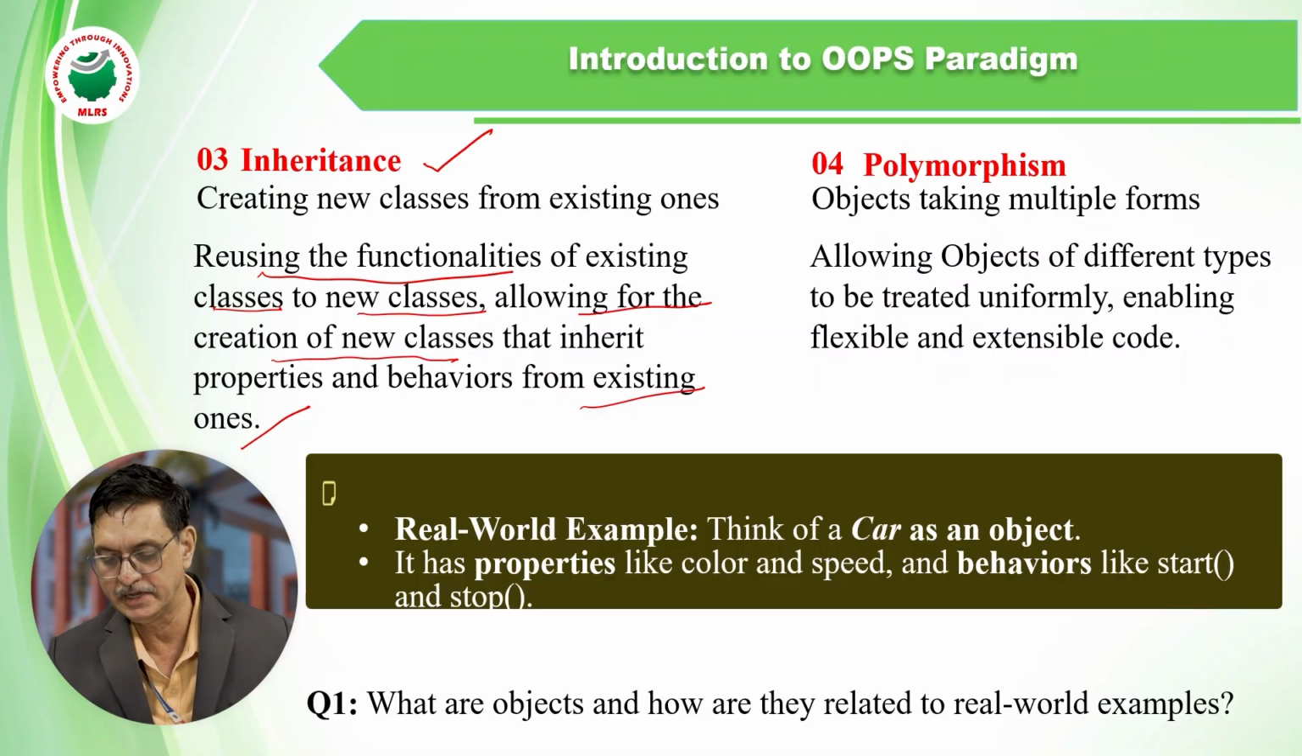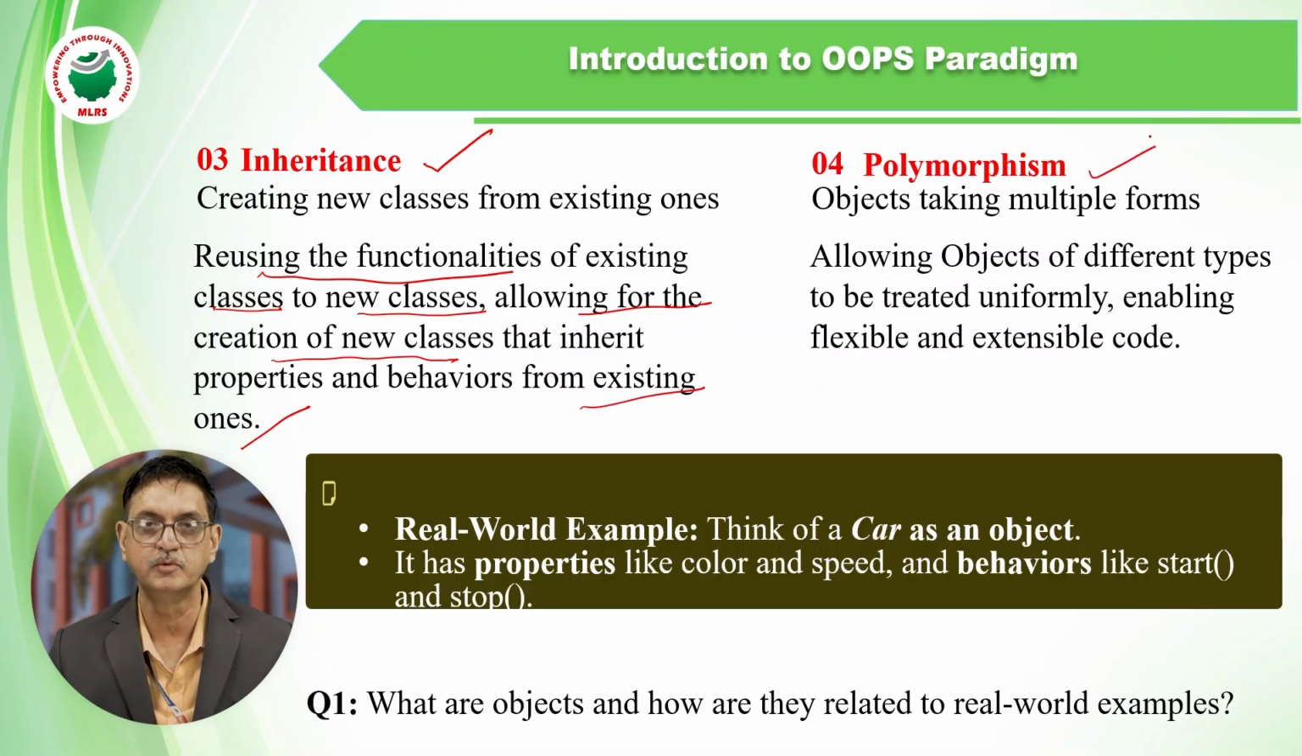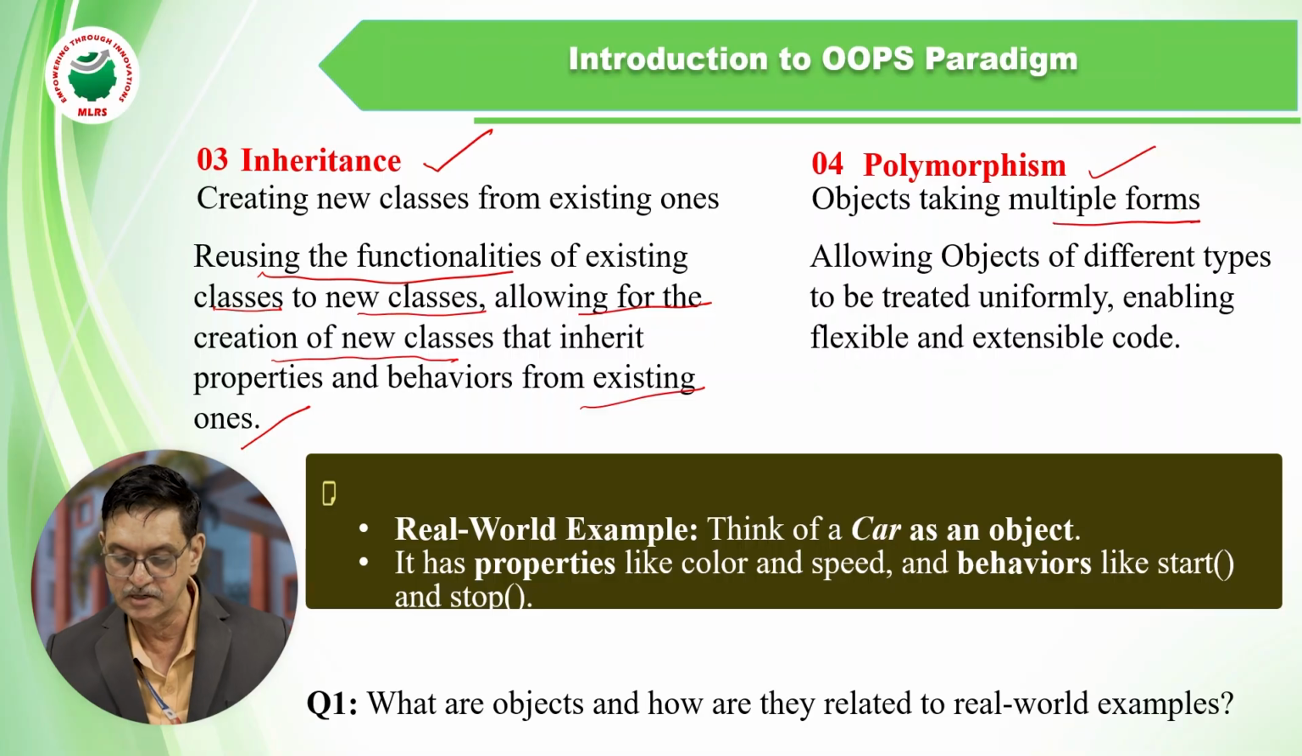The next property is polymorphism. What is the meaning of polymorphism? We are creating a real world entity, but that real world entity may behave in different situations in different ways, but basically it is the same entity. We want its multiple forms. An object may behave in multiple ways, or objects take multiple forms, right?